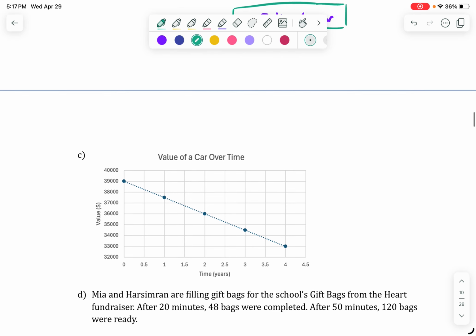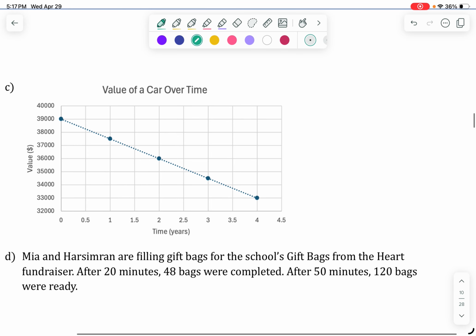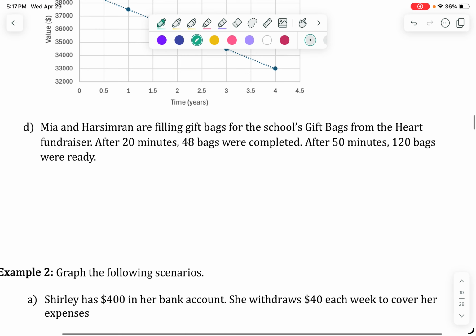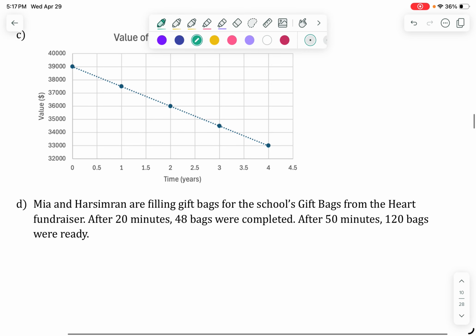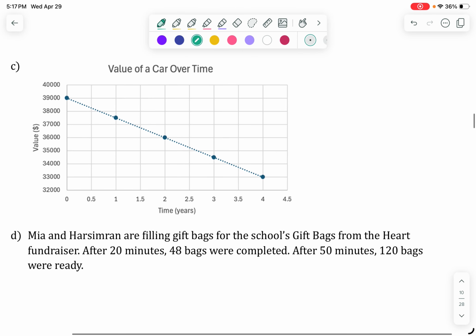Okay. We've got a couple more. We've got another graph followed by another word description here. Please pause the video and attempt the next two on your own. So fully paused, full attempts. Go. Okay. We are back. Hopefully you've paused. Hopefully you've attempted.